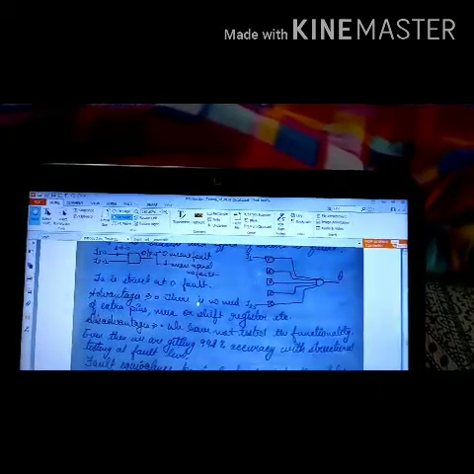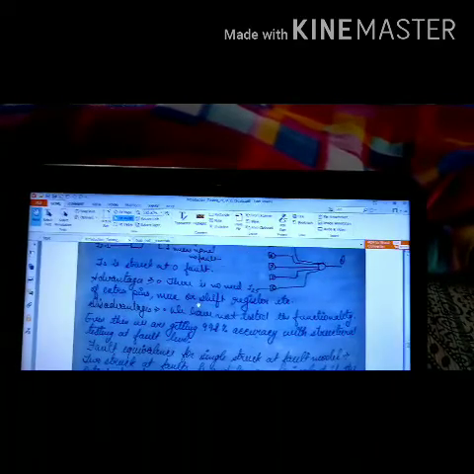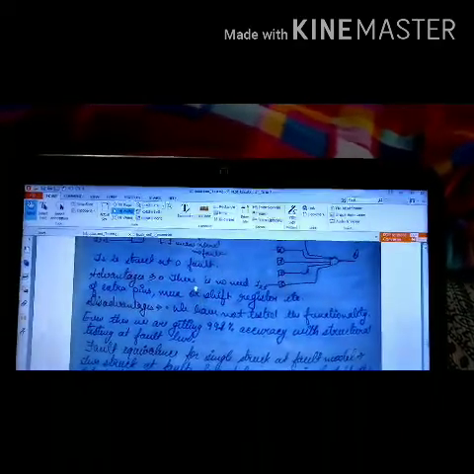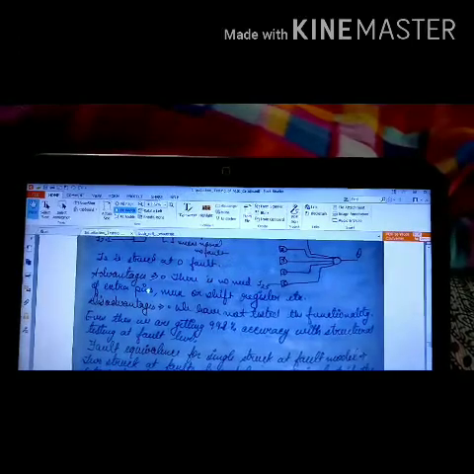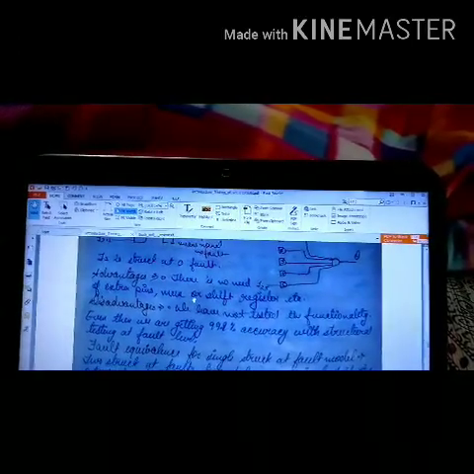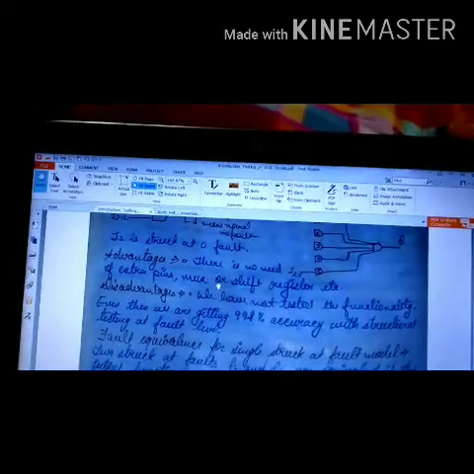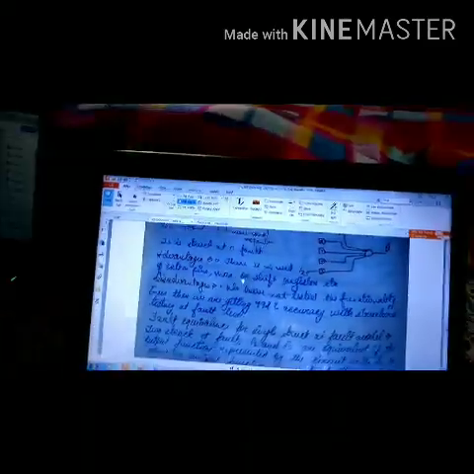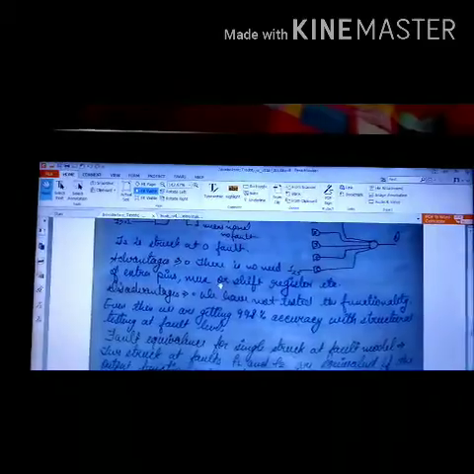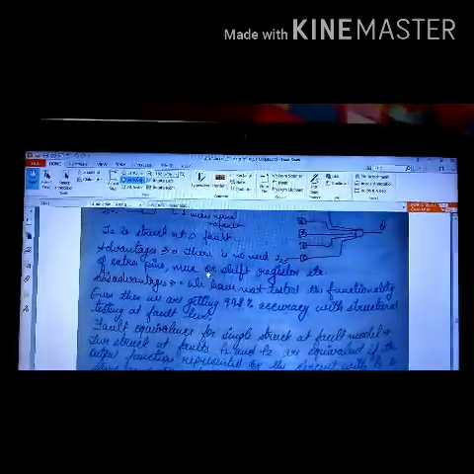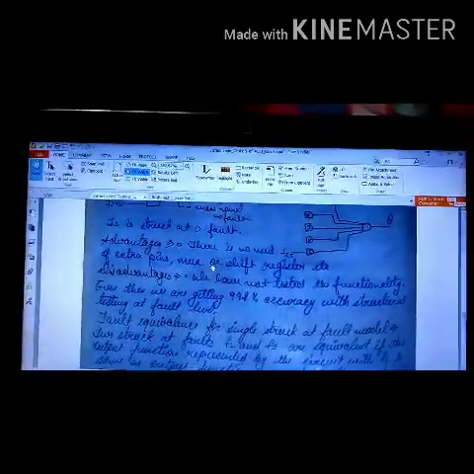Now, what is the advantage of such a methodology? There is no need of extra pins, multiplexers or shift registers, etc. So we have reduced the requirements of extra pins, multiplexers, and shift registers, and therefore our hardware requirement is low.